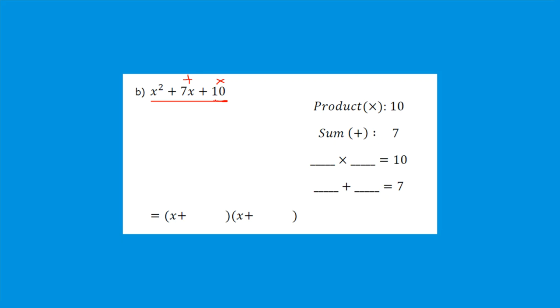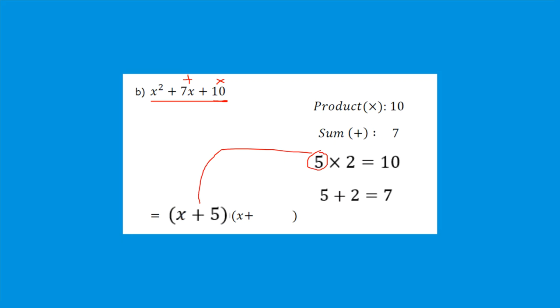So try 2. 2 5s are 10. 2 times 5 is 10. 2 plus 5 equals 7. Or if we have it around the other way, 5 times 2 equals 10. And 5 plus 2 equals 7. So the 5 goes in here. And the plus 2 goes here. So this is factorized.